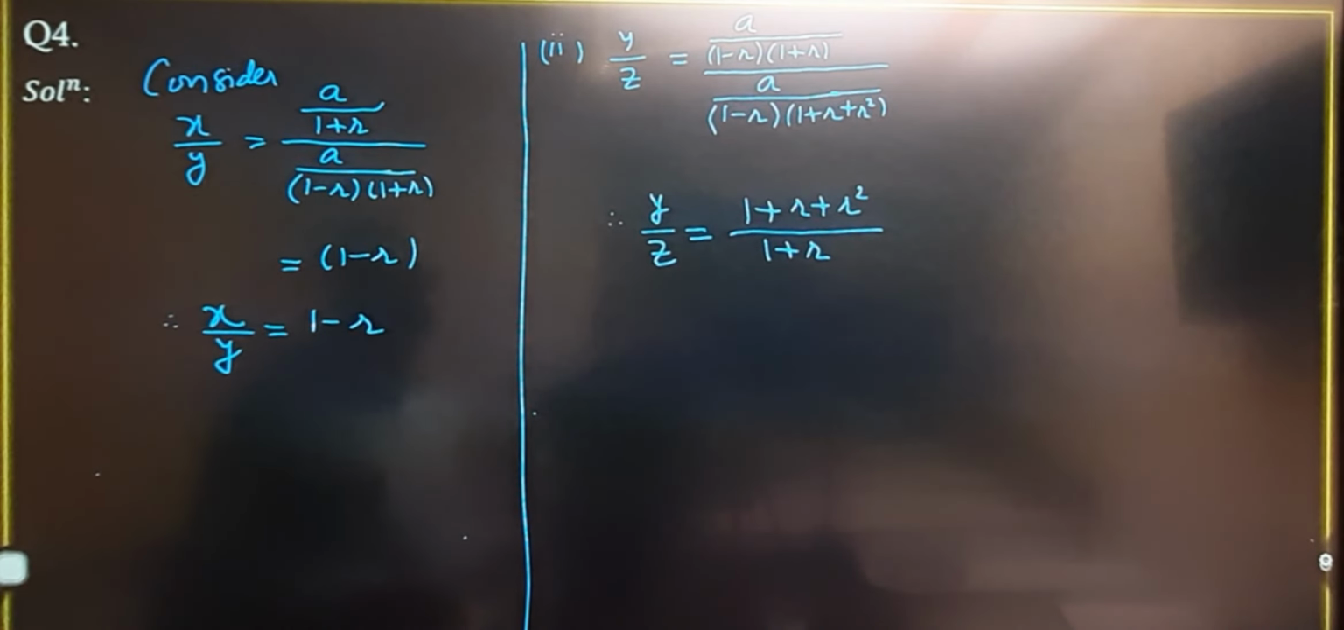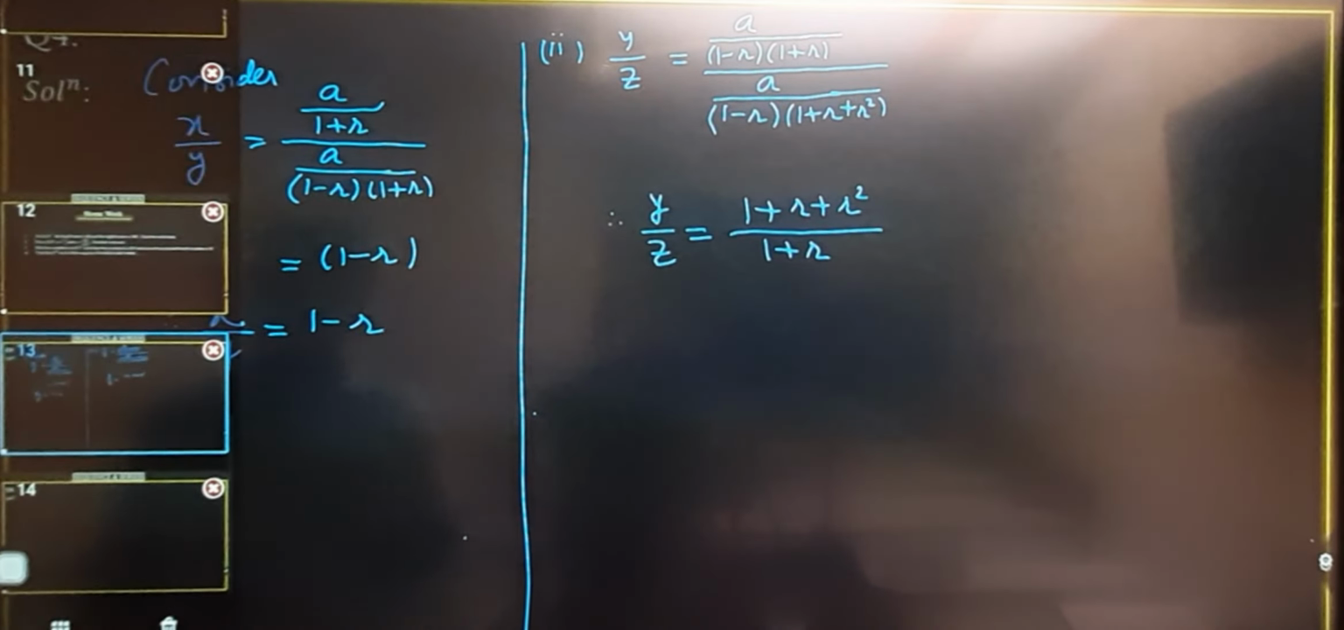And the third part is XZ upon Y. One more page is there, in that we'll do the third part. So the third part is what?